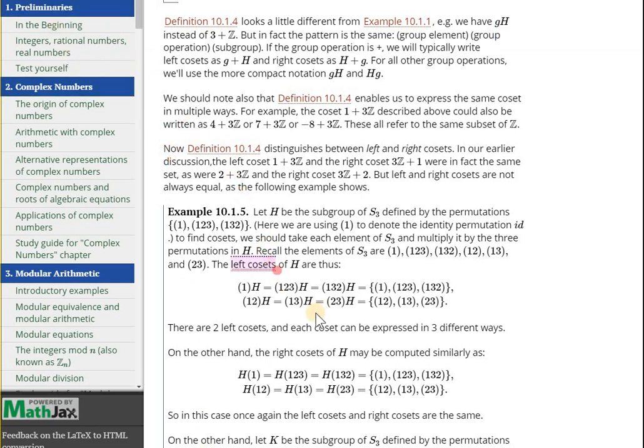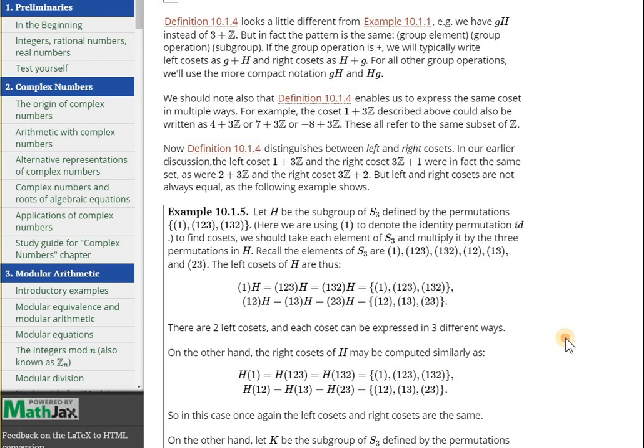And notice that S3 is not abelian. However, I have this subgroup with 3 elements, 1, 1 2 3, 1 3 2. That's the group of rotations. And when I computed the left cosets, there's two left cosets: the same group 1, 1 2 3, 1 3 2, and then there's this coset here. Now, if I compute the right cosets, I get the same 2 cosets.